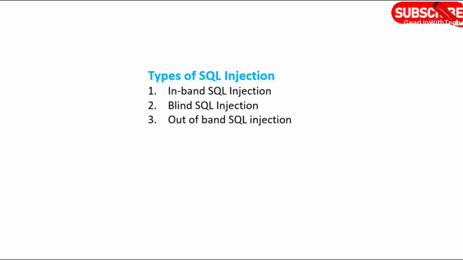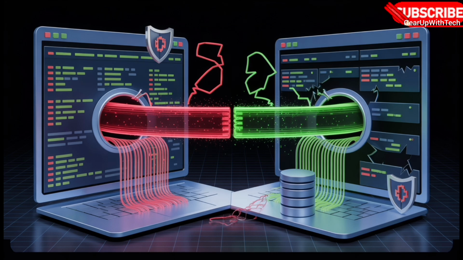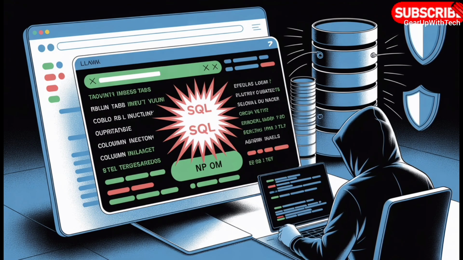So what are the types of SQL injection? First is in-band SQL injection. The attacker uses the same communication channel to launch the attack and gather results. This includes error-based SQL injection, using error messages to learn about the database structure.